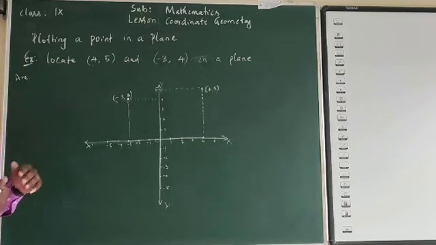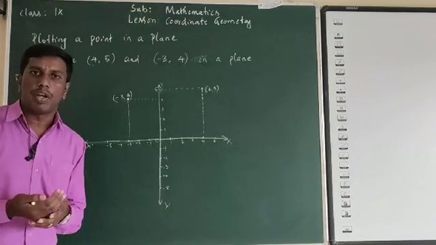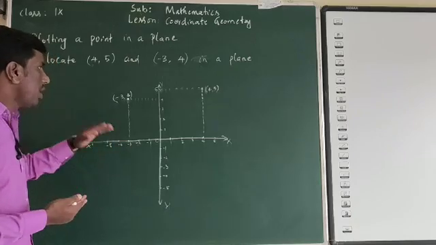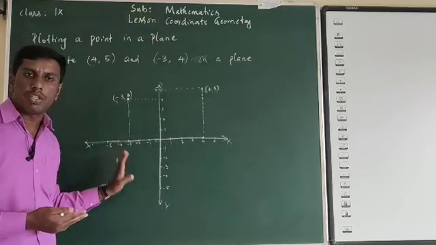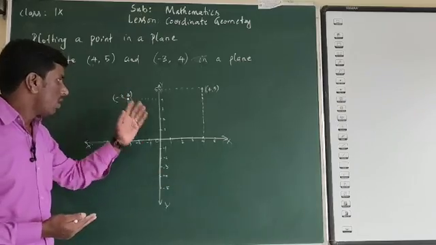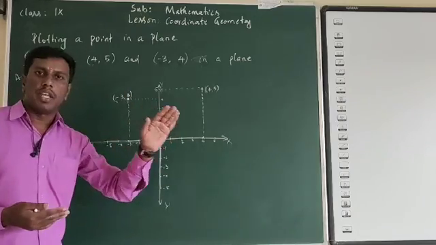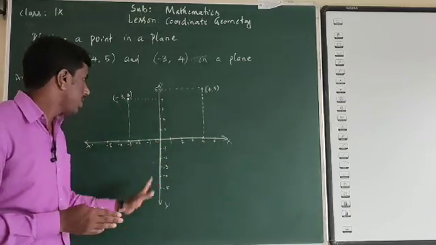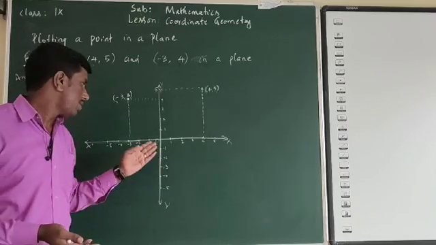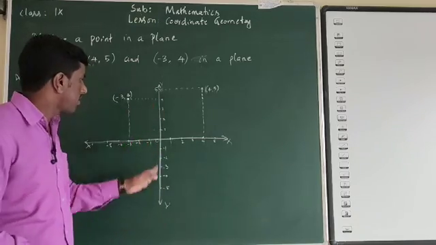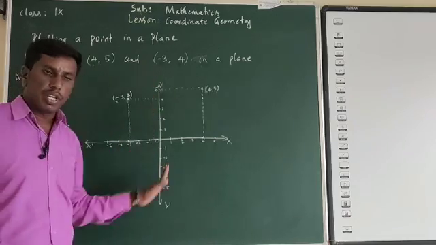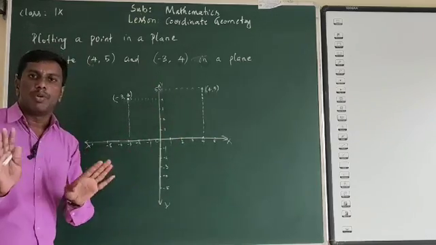So that's it. Coordinate geometry is about locating and positioning a point, and understanding the x-axis and y-axis, and the first, second, third and fourth quadrants. What are the coordinates of a point on the x-axis? What are the coordinates of a point on the y-axis? What are the coordinates of the origin? What do you mean by origin, horizontal line, vertical line?